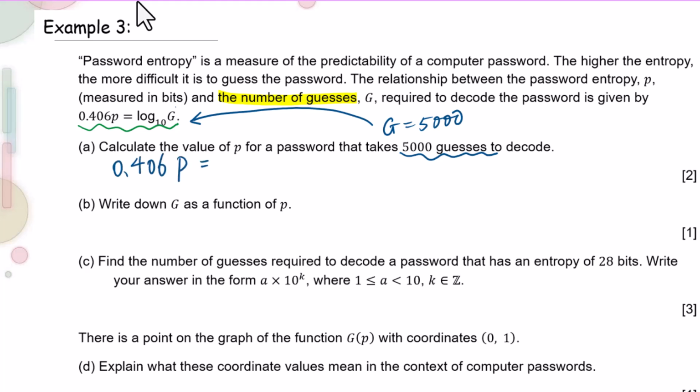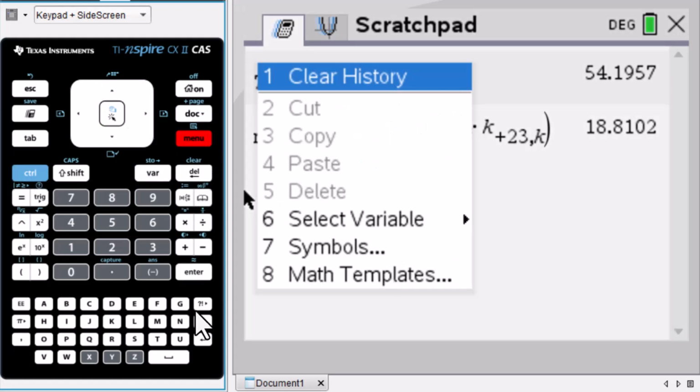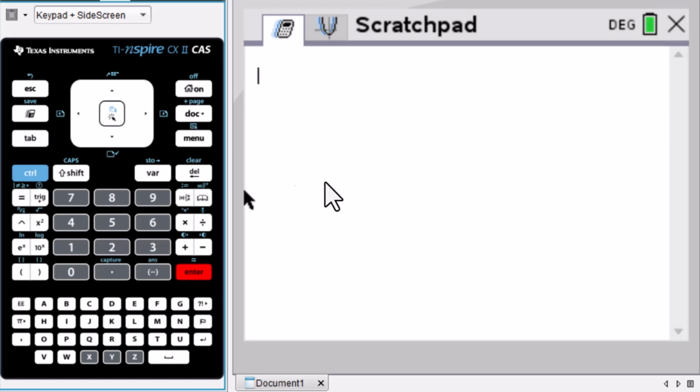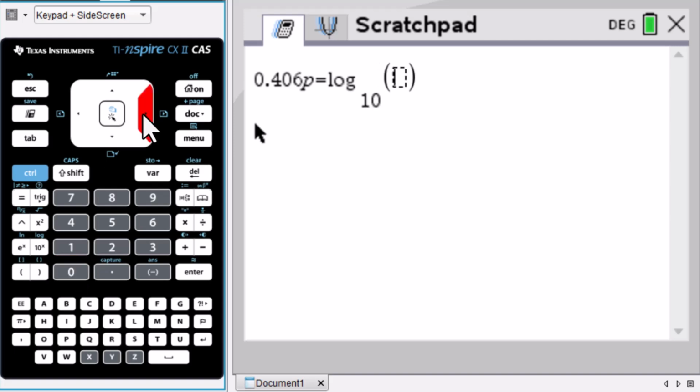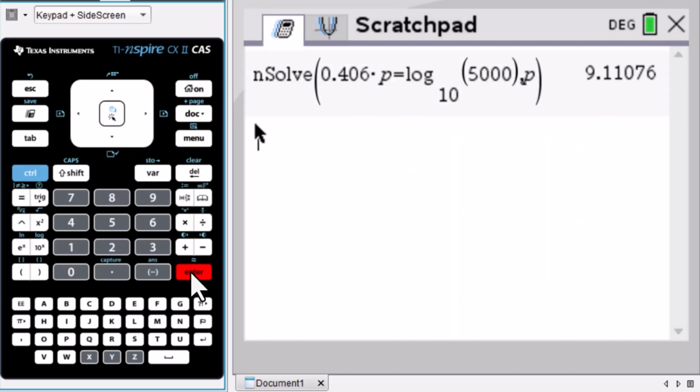0.406P equals log base 10 of 5,000. Let's go to the solver. Control menu, clear the history. Let's type the equation first. Log, you will do control 10 to the x power. Base is 10 of 5,000. Then control menu, enter, enter, enter. Answer is 9.11 at 3 sig figs.